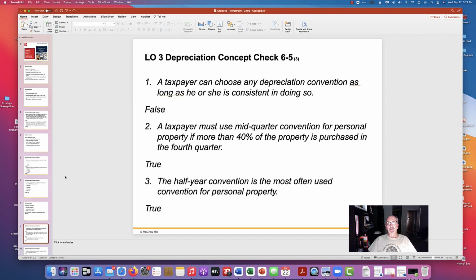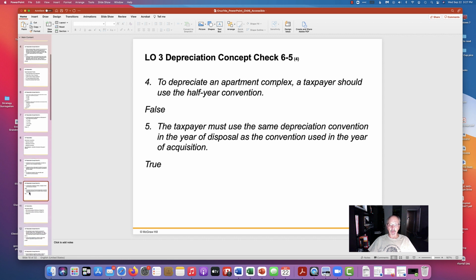A taxpayer can choose any depreciation convention as long as he or she is consistent in doing so. False. You have to use the MACRS schedule that's appropriate for that asset. A taxpayer must use mid-quarter convention for personal property if more than 40% of the property is purchased in the fourth quarter. True. That 40%, that's the key there. 3, the half-year convention is the most often used convention for personal property. Yes, of course, it's built into those schedules.